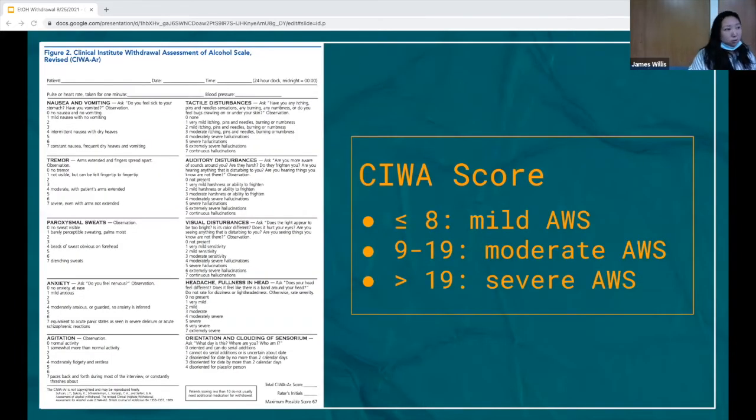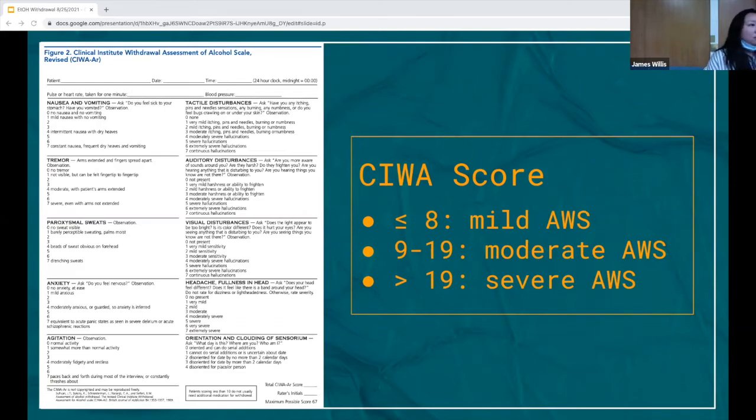And there are a couple of scoring systems that you can use. The one that you're probably most familiar with is the CIWA score. I don't know if you guys have done it yet, especially interns, but it's pretty cumbersome and it's somewhat subjective, but it is kind of our, not gold standard, it's our standard way of assessing withdrawal patients.